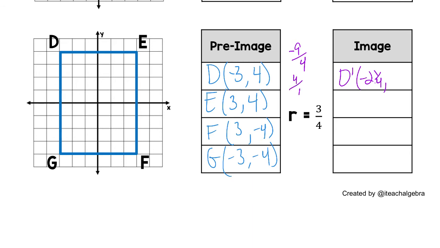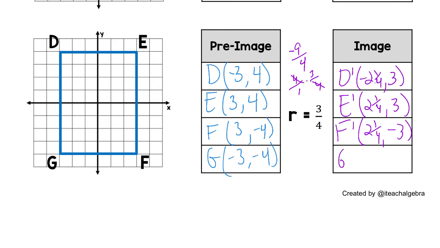4 over 1 times 3 over 4. The 4's cancel, and we're left with just 3. These are all going to look really similar, just with negatives or not. +3 times 3/4 now is +2 1/4 and +3. F prime, +2 1/4, -3. And G prime, -2 1/4, -3.